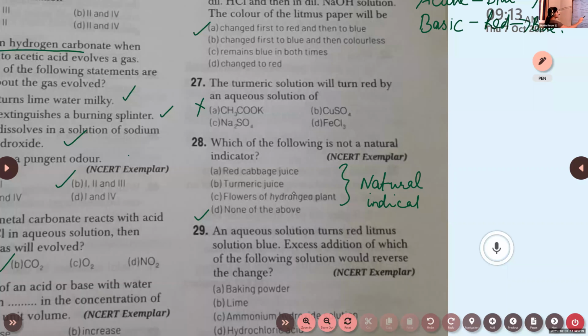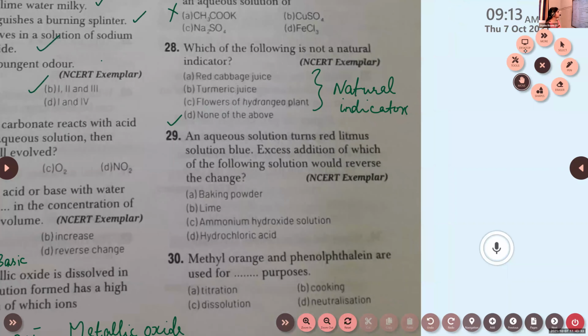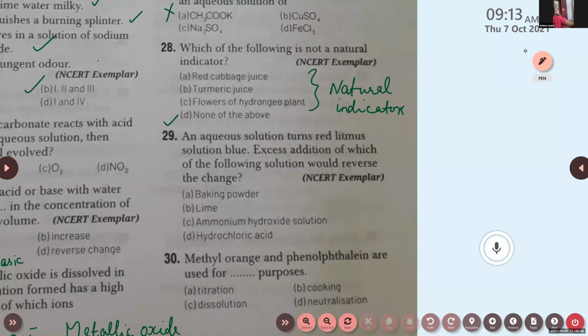Then question number 29. Can you read question number 29? An aqueous solution turns red litmus solution blue. Excess addition of which of the following solution would reverse the change? Baking powder, lime, ammonium hydroxide solution, hydrochloric acid. An aqueous solution turns red litmus to blue. So what type of solution is that?